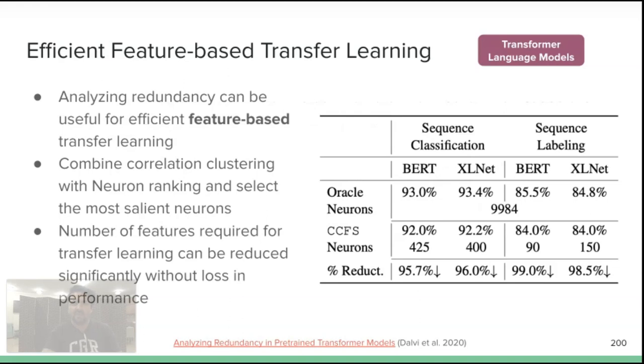An application that directly stems from redundancy analysis is efficient feature-based transfer learning. Feature-based transfer learning has been shown to be a viable alternative to the fine-tuning approach, which is commonly used. Dalvi et al. devised an efficient feature-based learning algorithm that exploits various types of redundancy present in the network. They first target layer-wise task-specific redundancy using layer probes and see which layers were redundant.